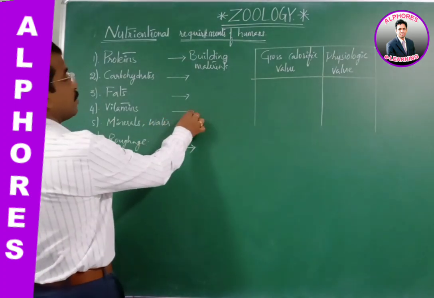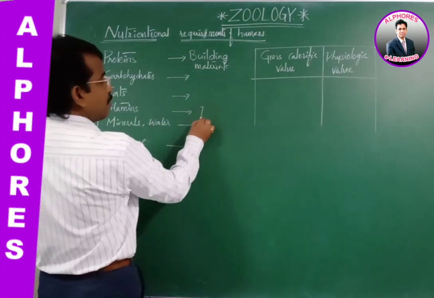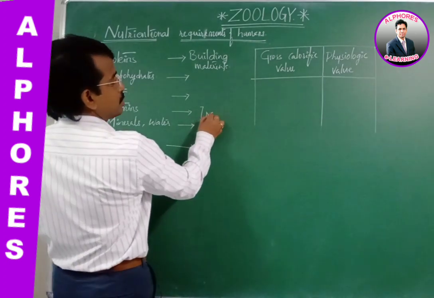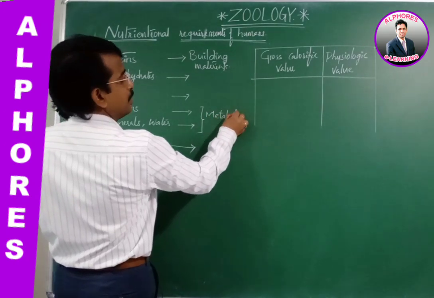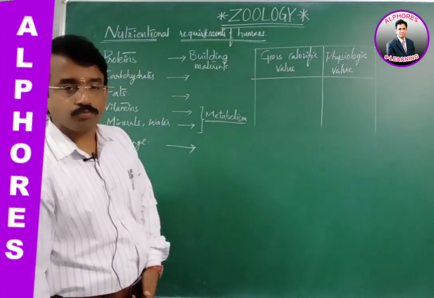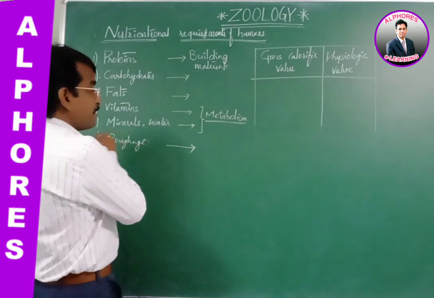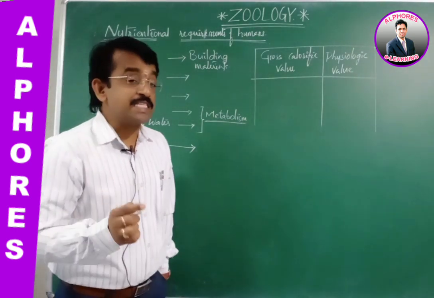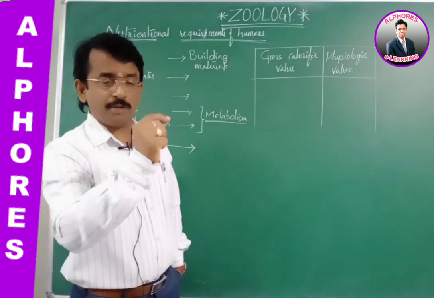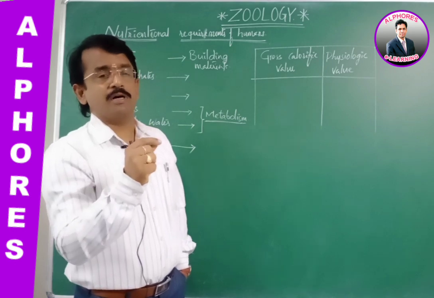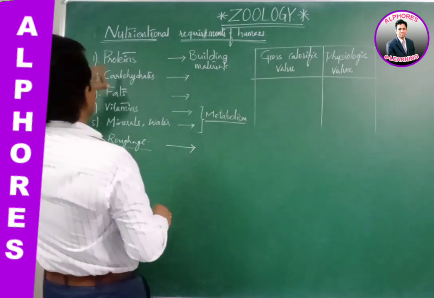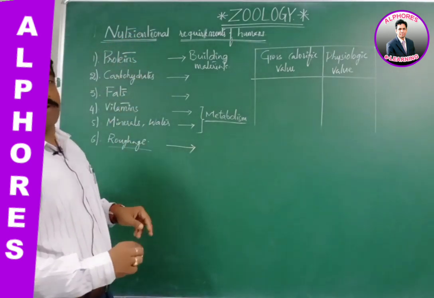And the vitamins, minerals and water are said to be the metabolic requirements. These are responsible for metabolism. Metabolism is done by means of the vitamins, minerals and water. Roughage means the fiber of plant material, the undigested, unabsorbed fiber of the plant material, which we call roughage. These are the nutritional requirements for our body.